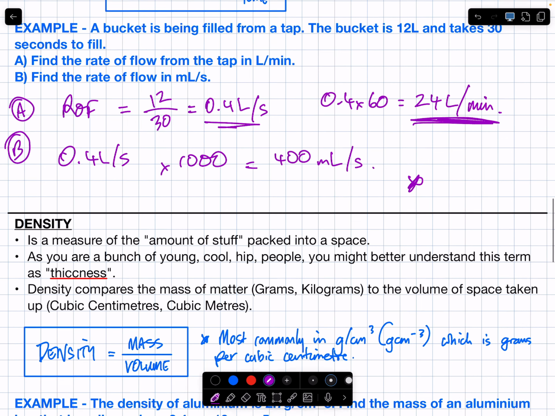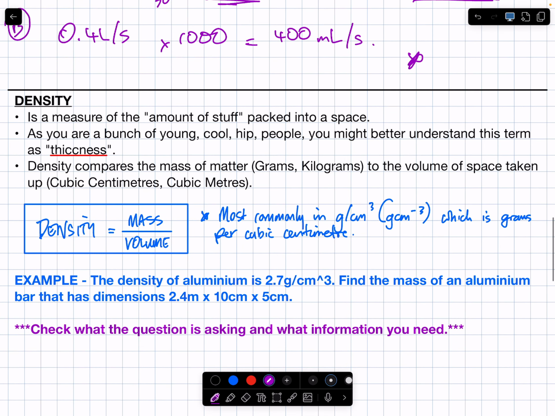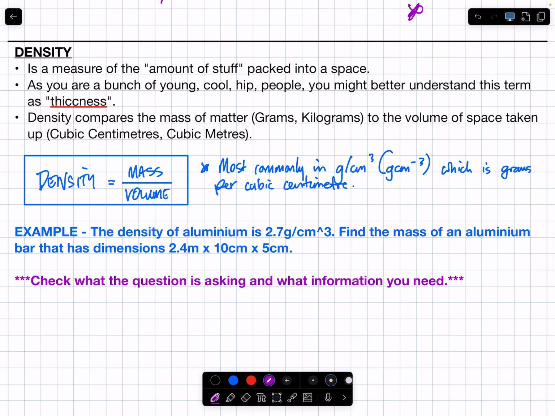Last one, density. Shush. What is density? It's a measure of the amount of stuff packed into a space. As you're a bunch of young, cool, hip people, you might better understand this term as thickness with 2 C's. Density compares the mass of matter, grams and kilograms, to the volume of space taken up, cubic centimeters and cubic meters. Can you please get this formula down?